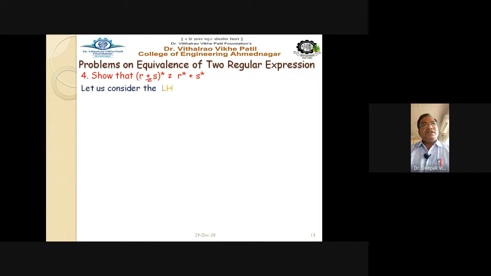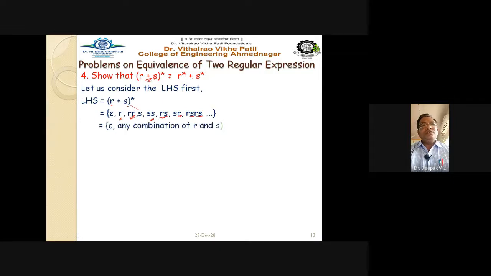So again the same method. Consider the LHS and find out the possible set of strings given by the regular expression on the LHS. So R or S: I can have R, I can have S, I can have double R, I can have double S, I can have RS, I can have SR, RS, this way. And this is nothing but the empty string. Any combination of R and S along with the empty string is possible.